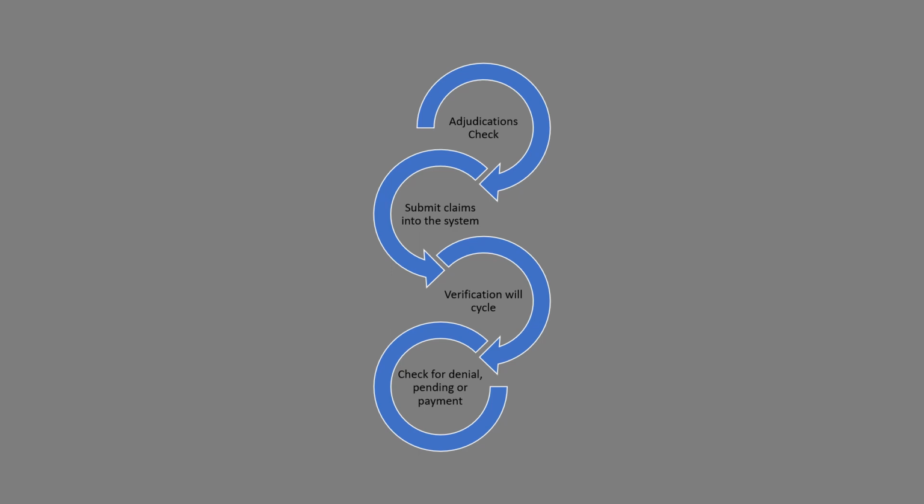The final process is the insurance claim submission process. After the patient's demographics, insurance information, diagnosis codes, CPT codes, and such have been transmitted to the insurance department, the process of submitting the CMS 1500 claims form begins. All information will be entered into the system. The process will include checking for adjudications. Verification will cycle again. They will also check for any pending processes or denials for payment.